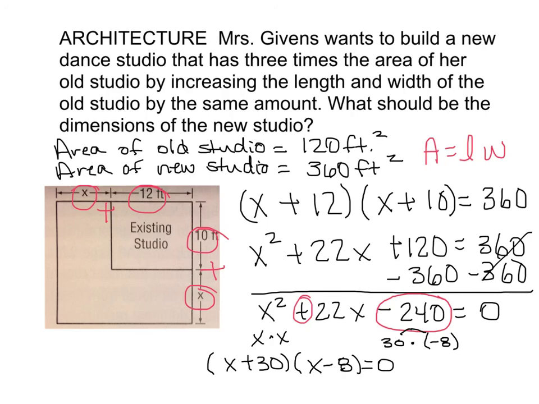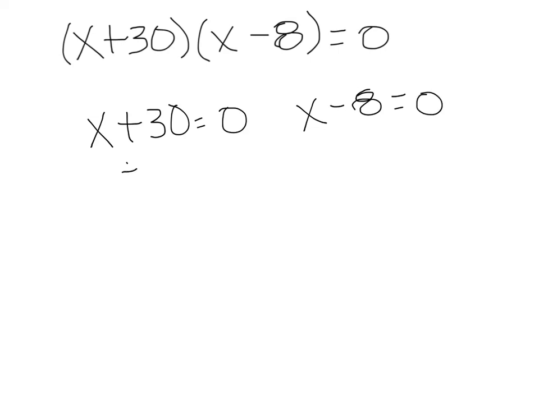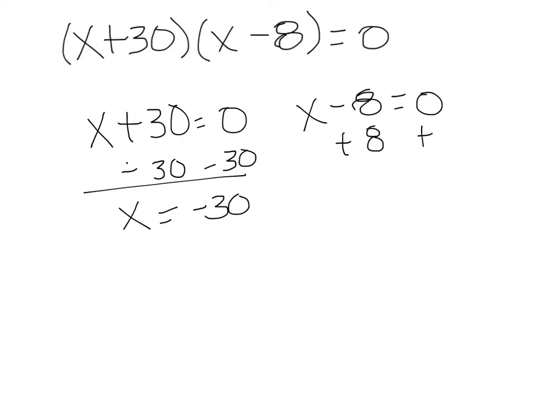So now I need to solve both of these equations. Set both of these binomials equal to 0 and solve. Okay, and when I set these equal to 0, I've got x plus 30 equals 0, x minus 8 equals 0. To solve, I subtract 30 from both sides, and I get x equals negative 30. I add 8 to both sides for the other binomial, and I get that x equals 8.